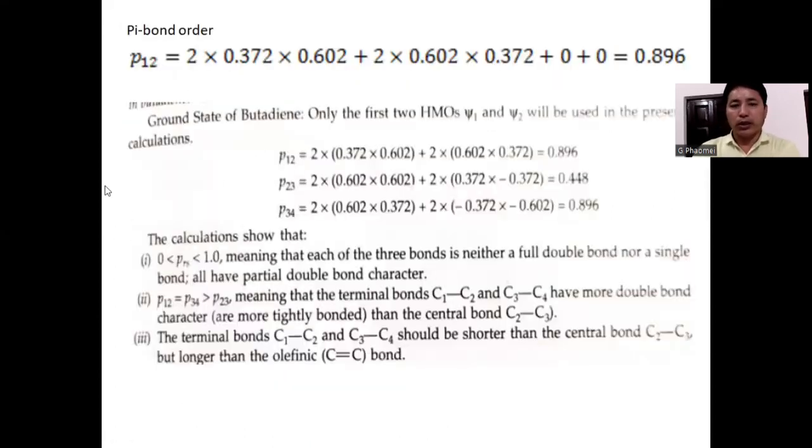So I hope this will make you understand what the Hückel molecular orbital theory is, and how it can be used to determine the pi bond orders, or the charge density, or the electron density.